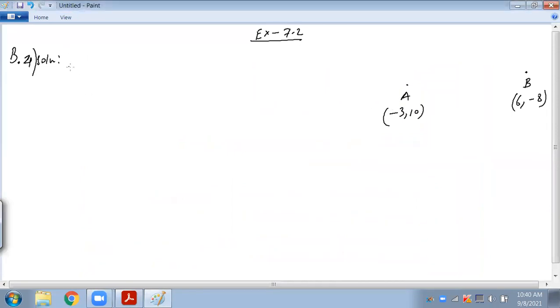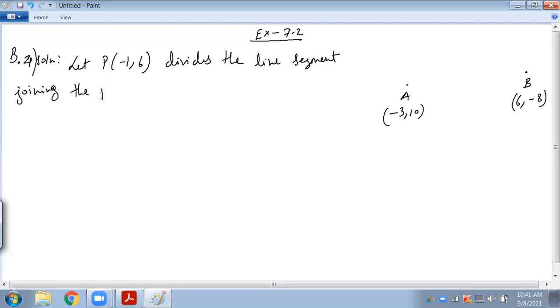So we'll take, let it be told that P(-1, 6) divides the line segment joining the points A and B, the first point A and the second point B. Since you're asked to find the ratio, we'll take it as: P divides the line segment joining the points A and B in the ratio.